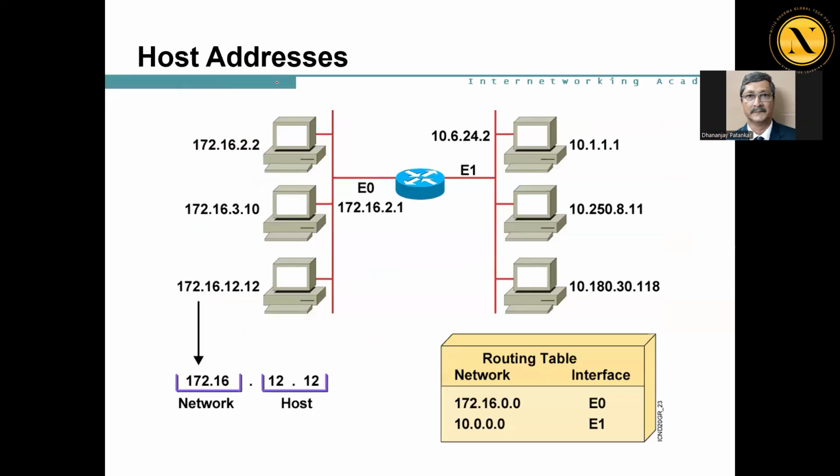Okay, now we have a router with two interfaces, Ethernet 0, Ethernet 1, whatever. And they have given some IP address here, 10.6.24.2, and they have given some address here, 172.16.2.1, right? And obviously we have a switch here and it is connected to many more devices. We have maybe a layer 2 switch like this. Okay.